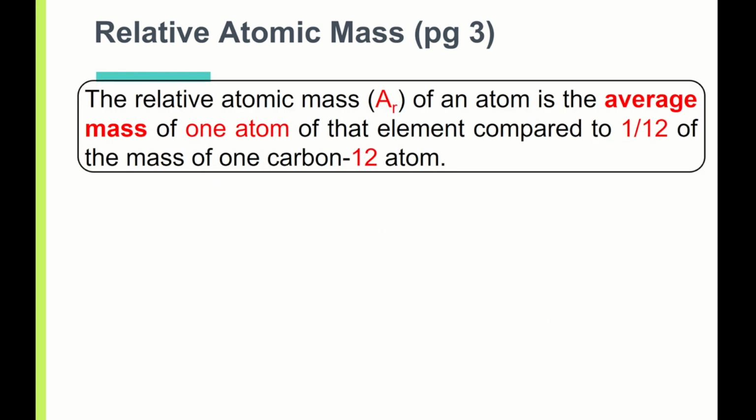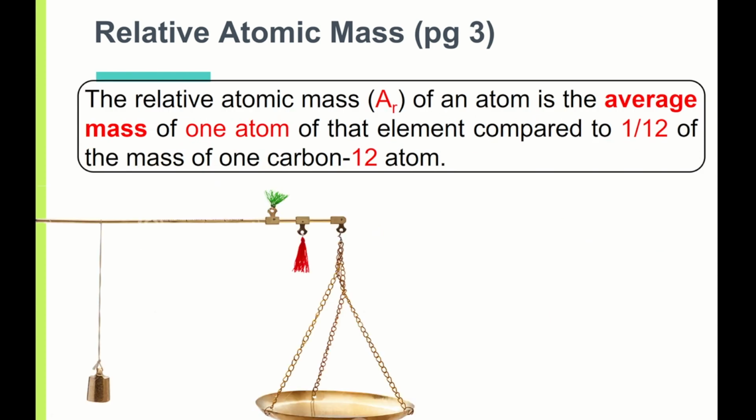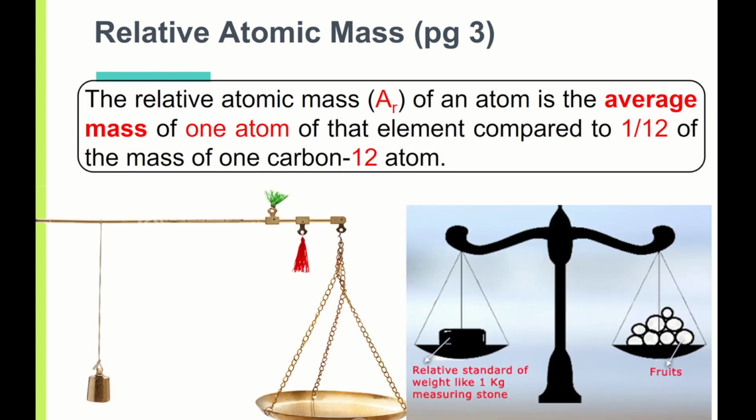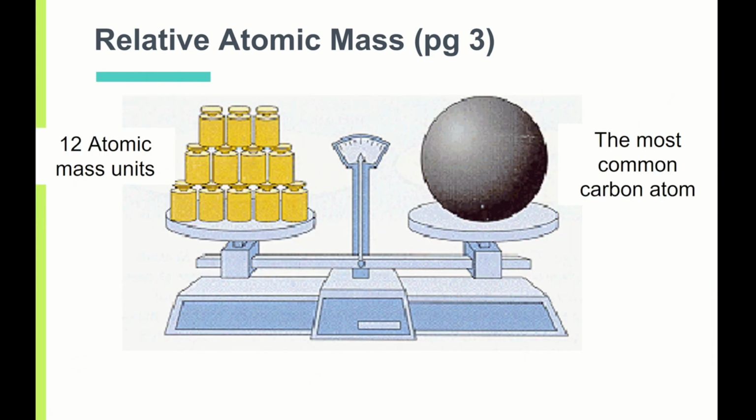So let's take a look. Whenever we are talking about relative atomic mass, we are always talking about it in terms of a weighing balance, comparing to a standard. And this particular standard is your carbon 12. Carbon, like I mentioned, is the most common form. That's why we use it. It has a total of 12 units, and now we are just taking one unit to compare.